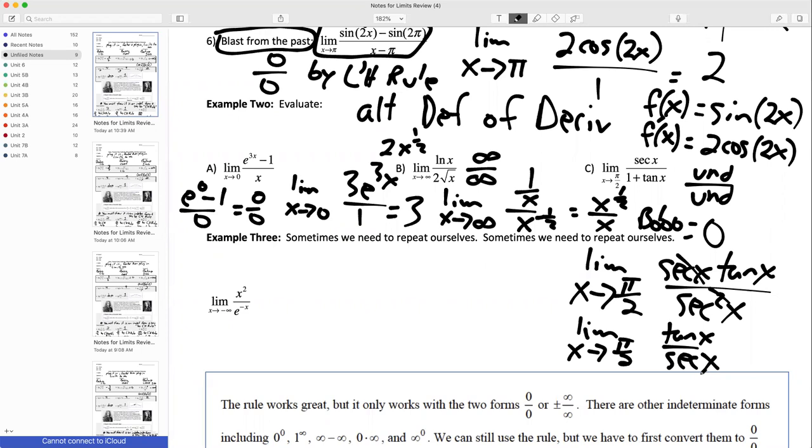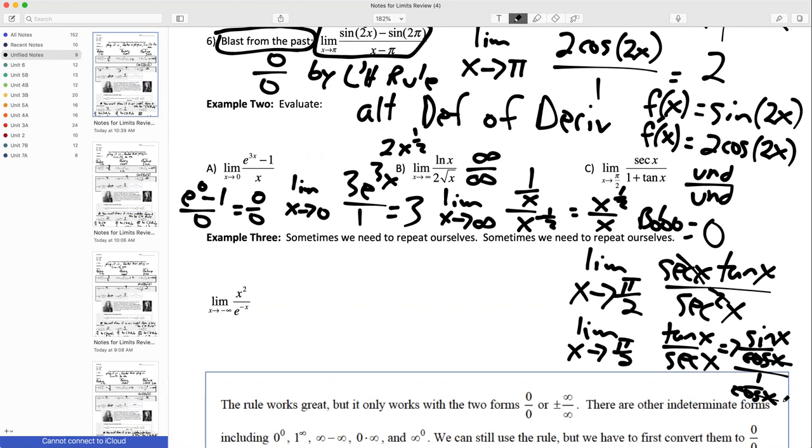Let me think. I've got it. Trig identities. Sine of x over cosine of x is tangent. Secant of x is 1 over cosine of x. You have to flip it over, and what happens to the cosines? They cancel.